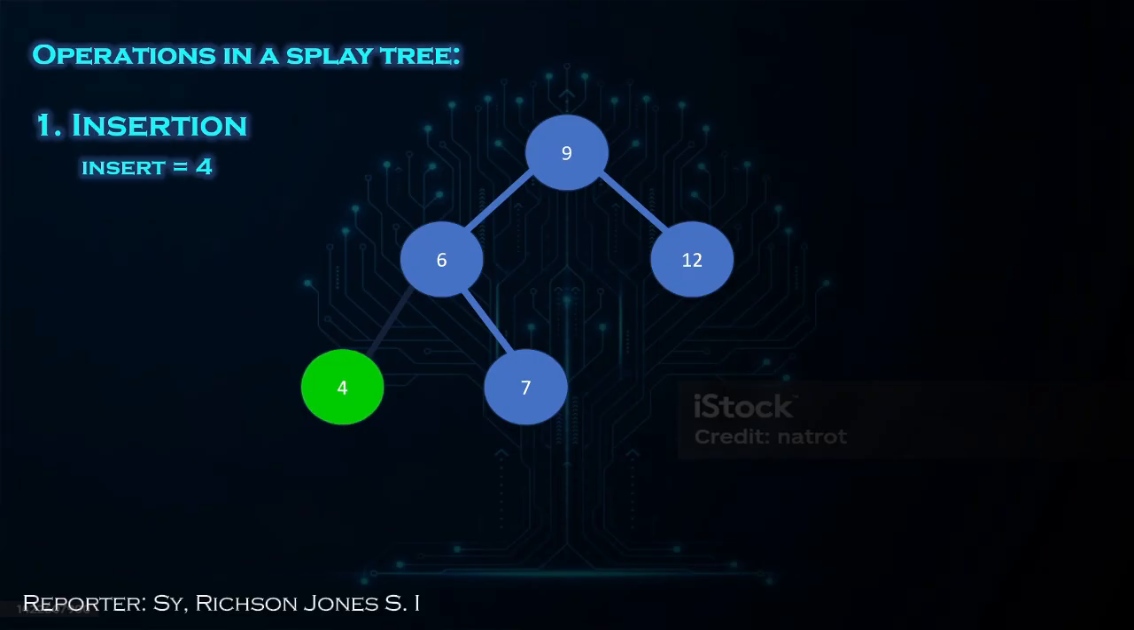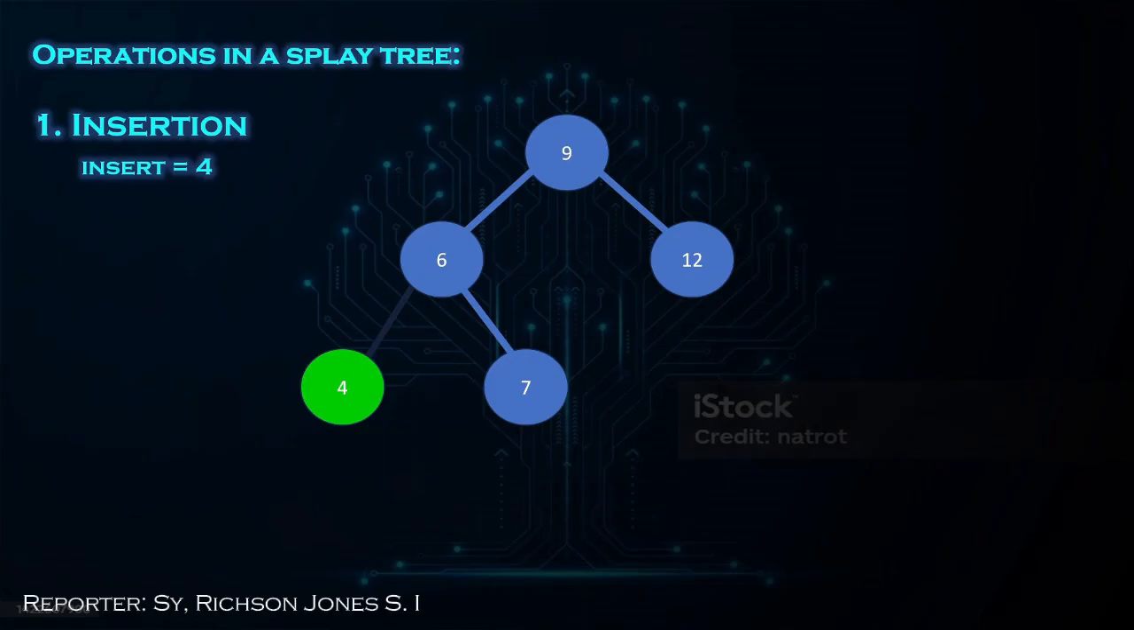So why did we put 4 at the bottom left of 6? Let's take a look at the root, node 9. All the values lower than the root will go to the left side, and all the values higher than the root will go to the right side. So since 4 is lower than 9, we put 4 at the left side. Since 4 is still lower than 6, we put 4 at the bottom left. That's why it is right there.